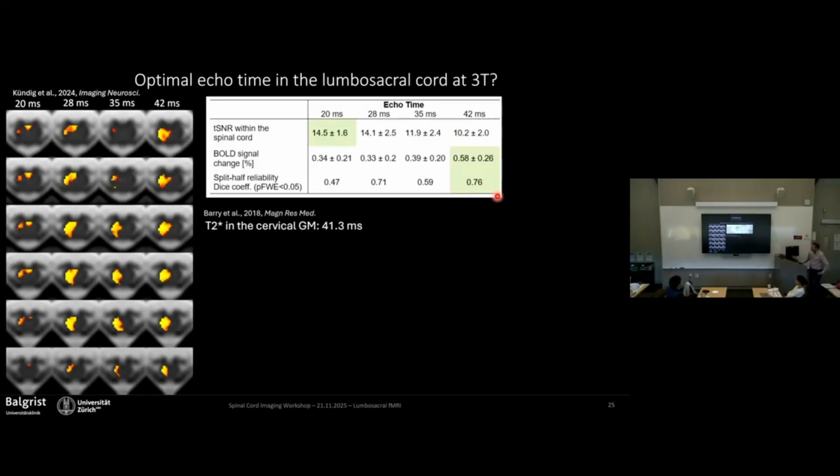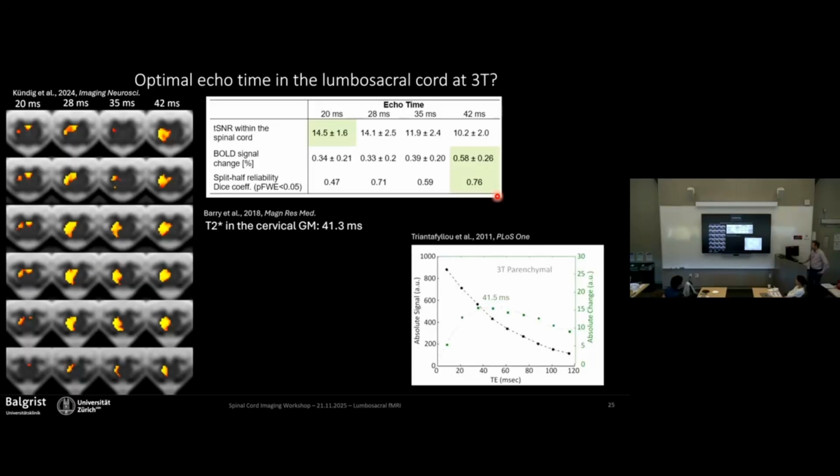We looked into literature, and there are a few studies which could help explain these findings. Rob Berry found, for example, that the T2 star in the cervical gray matter is around 41 milliseconds, which nicely corresponds to our results. One brain study also found a peak of the BOLD response at 40 milliseconds, but of course the peak is very broad, right? So I think above 30 milliseconds, if you're between 30 or 40, it doesn't make a huge difference. But the 20 milliseconds clearly seems to be not optimal.